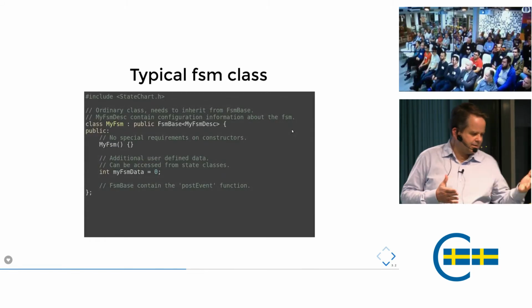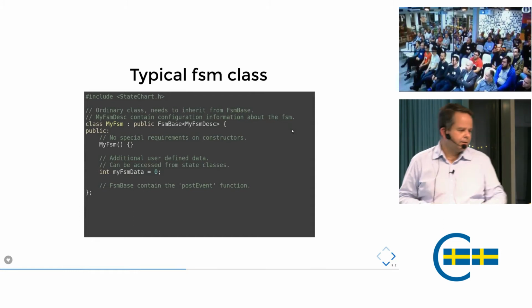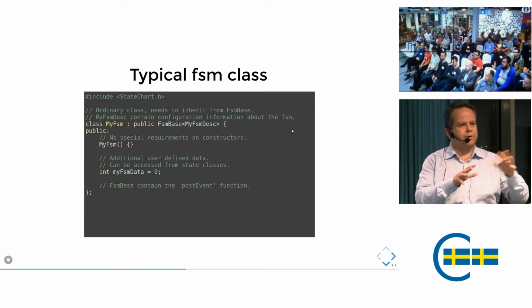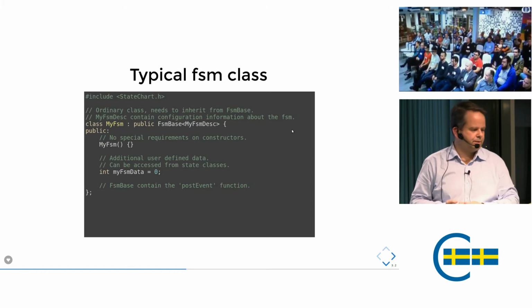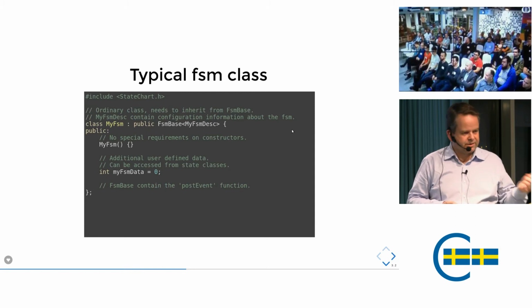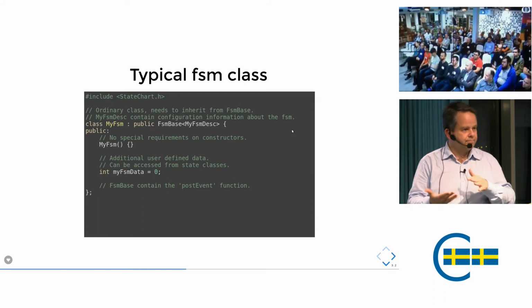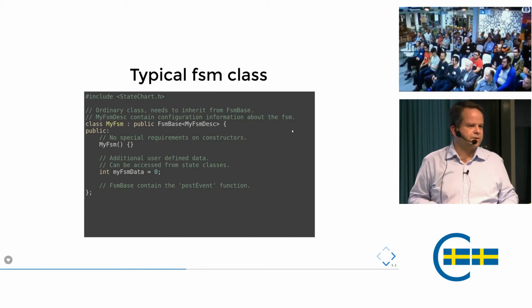How does this class look? It's an ordinary class, nothing special. It inherits from this FSM base, that's part of the framework. You have this myFSM desc, or description. That's another class you're using to describe the structure of your state machine. I'll get back to that one. Other than that, there's nothing special in the actual state machine class. You can have some additional data that's accessible from outside or from inside the states. So that's a good place to keep stuff that has the lifetime of the state machine.